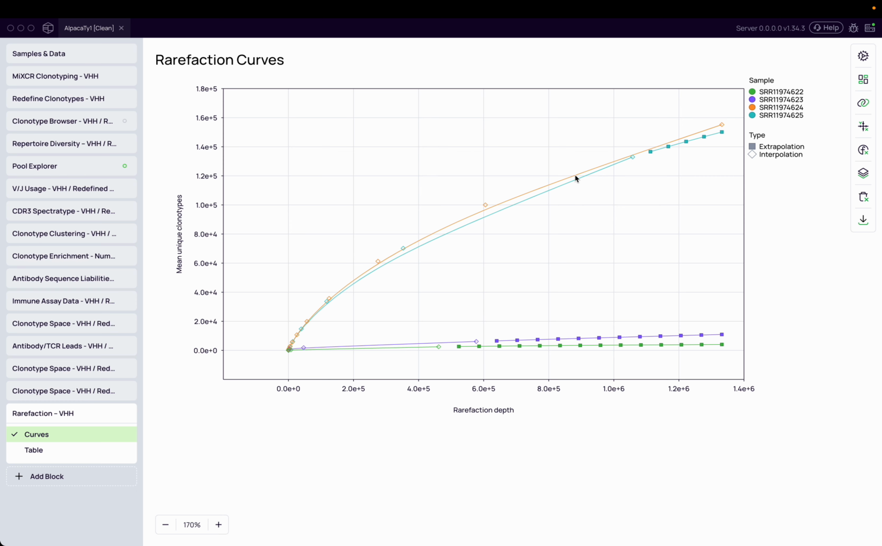number of clonotypes is still rising steeply, and the repertoire is much more diverse than in these samples, and the sequencing run was not deep enough to capture full complexity. So actually, this is not a surprise.